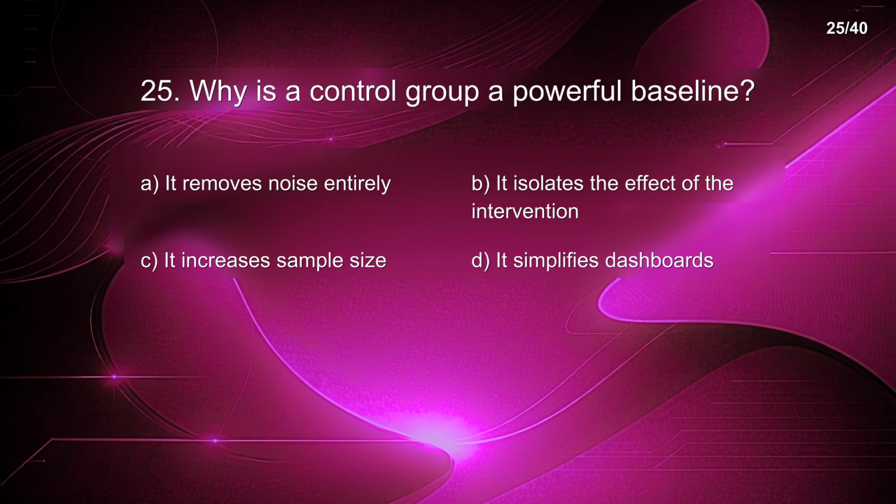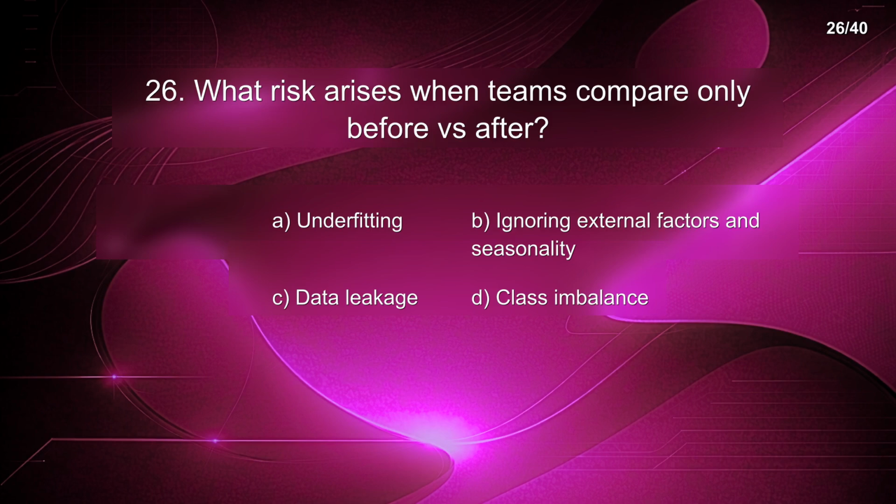Correct answer is B. It isolates the effect of the intervention. 26th question. What risk arises when teams compare only before versus after? A. Underfitting. B. Ignoring external factors and seasonality. C. Data leakage. D. Class imbalance.